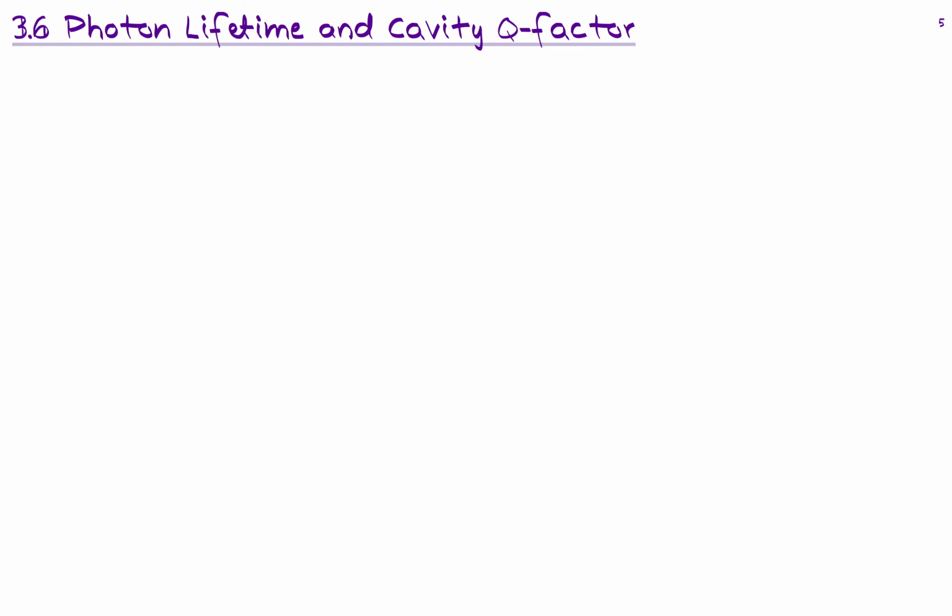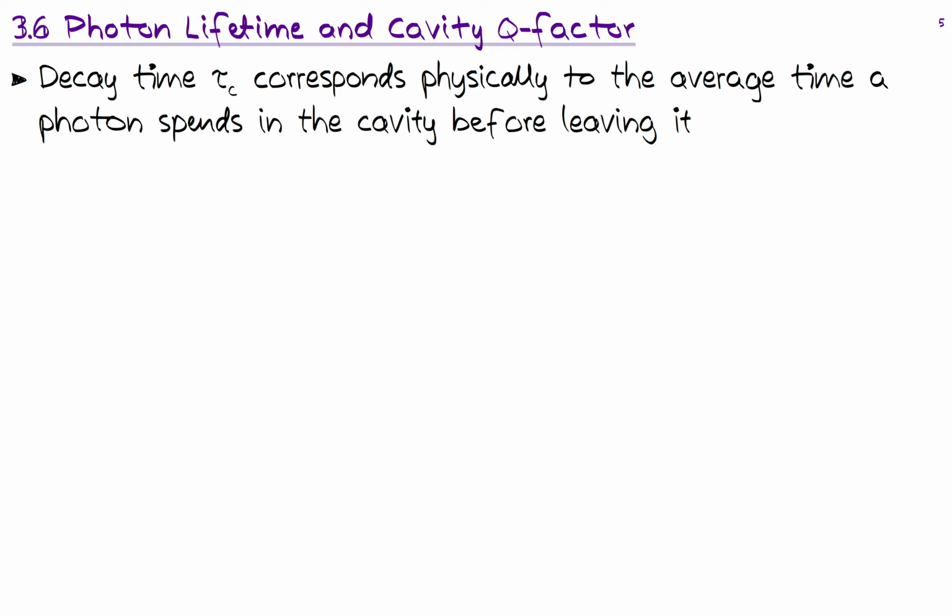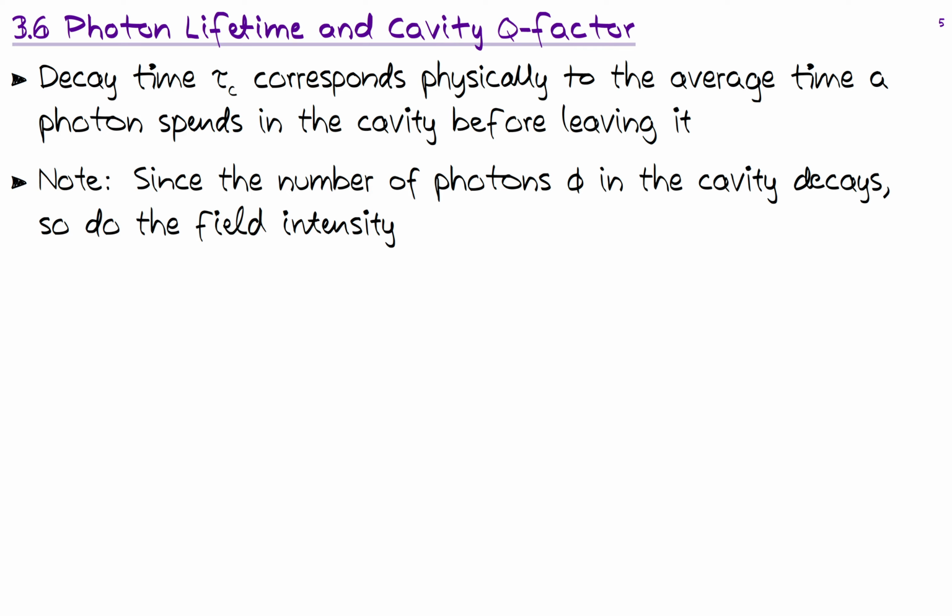And now let's start heading towards the definition of the cavity Q factor and what the physical meaning of the Q factor is. So decay time tau c corresponds physically to the average time a photon spends within the cavity before it leaves out from the cavity. So that's the physical meaning of the photon cavity lifetime tau c. Please note, since the number of photons phi in the cavity decays, so does the field intensity, and so do the electric field parameters.